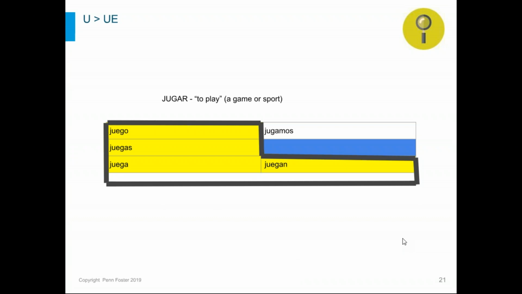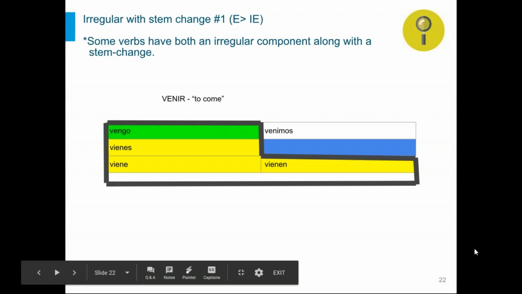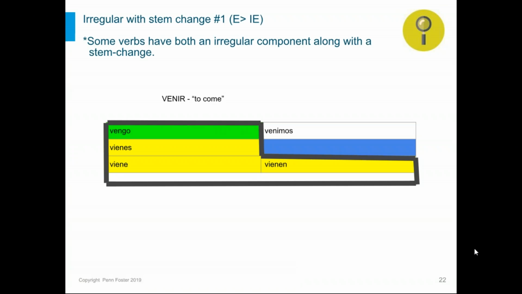Okay, as we transition out of stem changing verbs, on slide 22, we will talk about our final type or group of present tense verbs. This group has both an irregular component and a stem change. All right, and there are a few different ones that we'll talk about here, as you can tell from the number 1 on the slide.